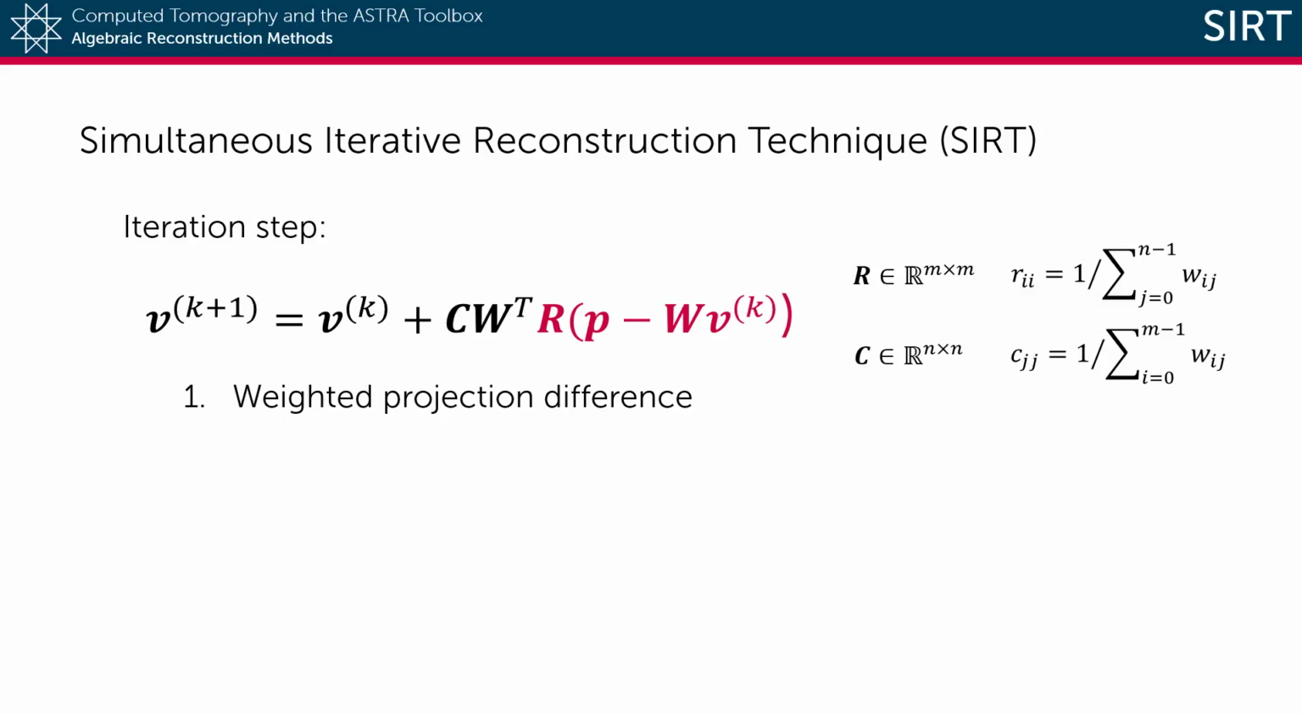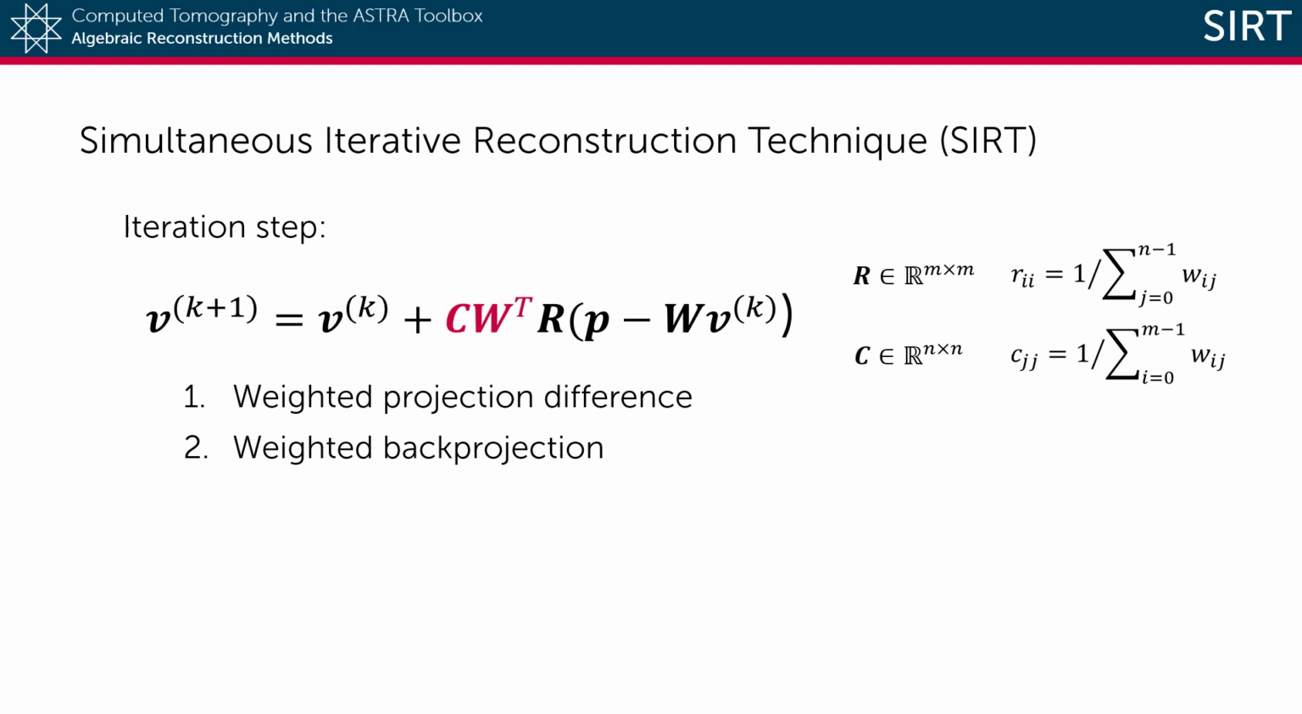You can clearly see that W times V, which is a forward projection of the current solution, is subtracted from the measured data P. The result of this is then weighted by the diagonal matrix R, which contains the inverse row sums of the projection matrix. And this is basically the inverse of the length that each ray passes through the volume. Shorter rays thus have a higher contribution. And this weighting is required to guarantee convergence.